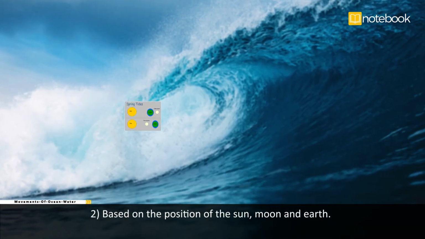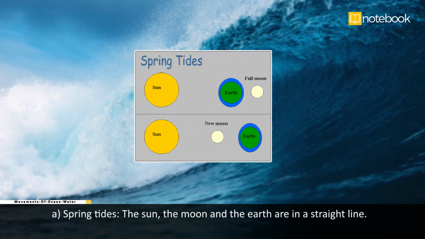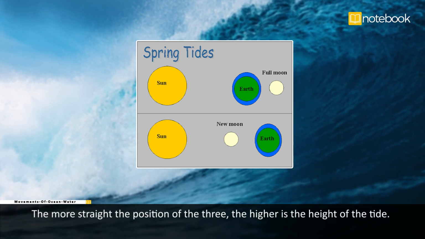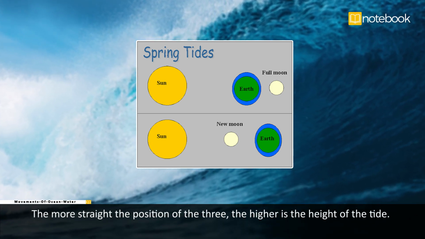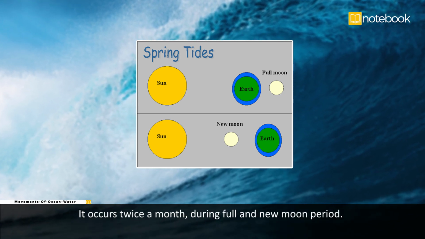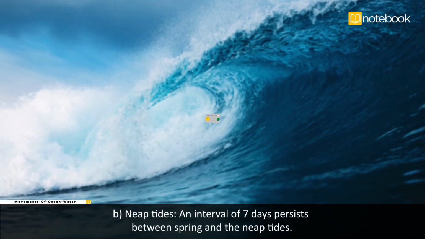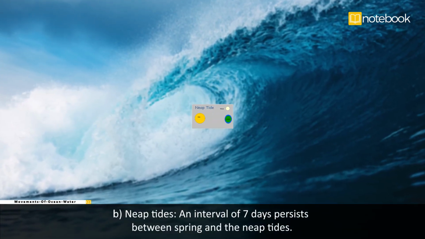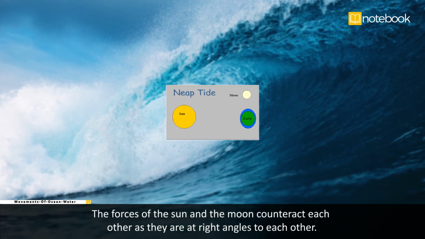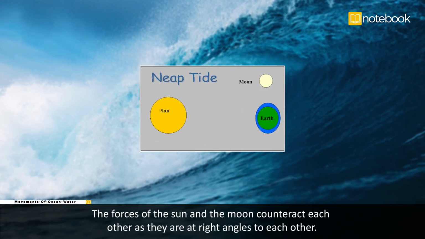Based on the position of the Sun, Moon, and Earth: spring tides, when the Sun, the Moon, and the Earth are in a straight line. The more straight the position of the three, the higher is the height of the tide. It occurs twice a month during full and new moon period. Neap tides: an interval of 7 days persists between spring and the neap tides. The forces of the Sun and the Moon counteract each other as they are at right angles to each other.